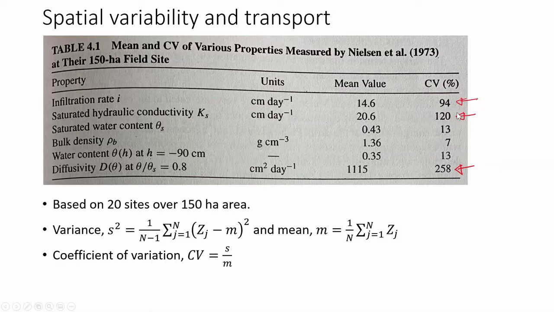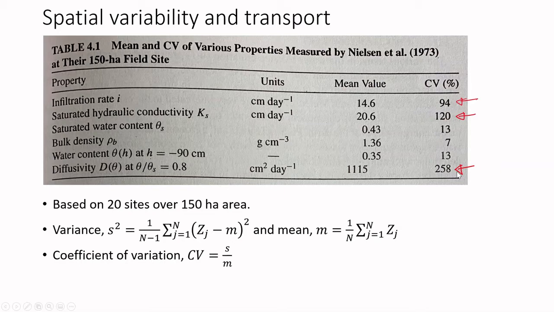whereas saturated hydraulic conductivity is even larger. You have 120% variation, and if you look at diffusivity, it can go up to 258% variation. So sometimes it's very hard for us to say that at that particular area or land we have a value. Let's say the infiltration rate is 14.6, because if we measure it over 20 sites of a location, we do get a spatial variability. You can have a huge variation of infiltration rate, about 94% coefficient of variation. And if you look at the diffusivity, it is even larger, 258%.